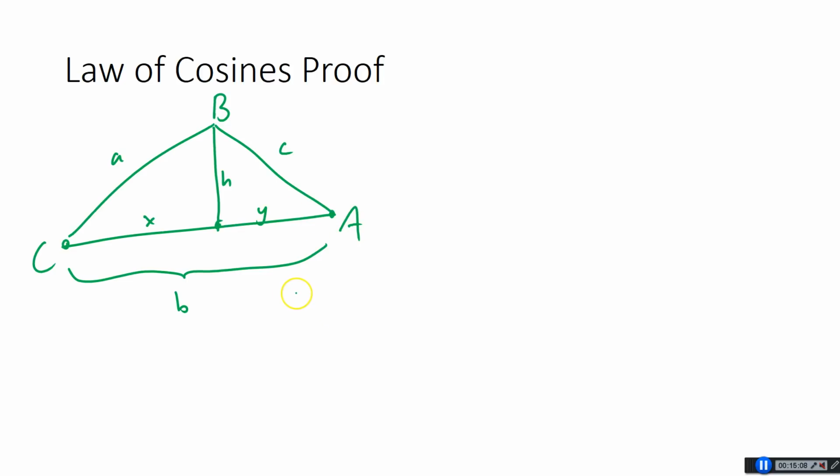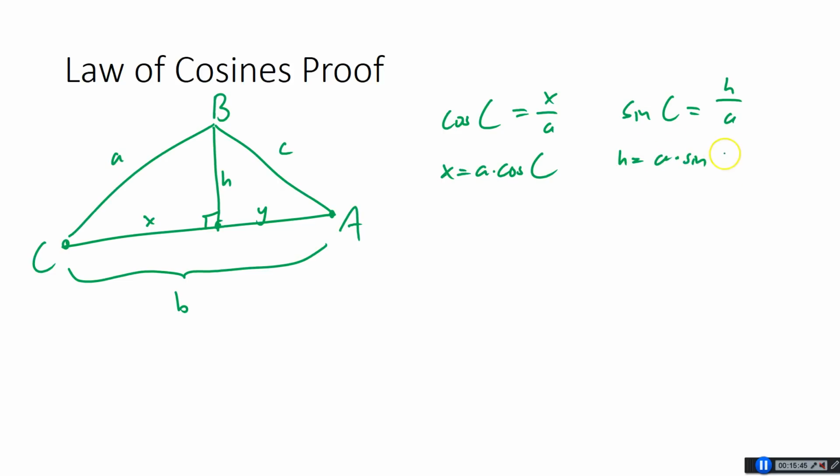So what we're going to do now is use some different SOHCAHTOA stuff that we know, and also use the Pythagorean theorem, and eventually use the Pythagorean identity to finish this. One thing we know is that cosine of angle C, if you think about this right triangle over here on the left, cosine is what over what? I think that's adjacent over hypotenuse. So that's going to be X over A. And more importantly, that means that X is equal to A times cosine of C. It's going to be useful in our proof. And then also the sine of angle C, that'd be opposite over hypotenuse, would be H over A. And more importantly, H is equal to A times the sine of C.